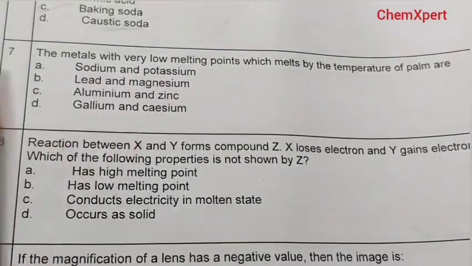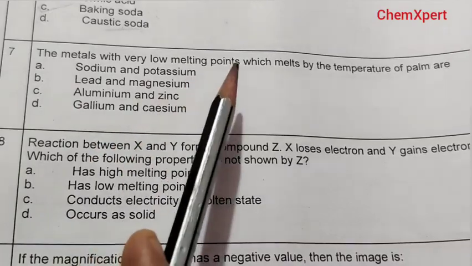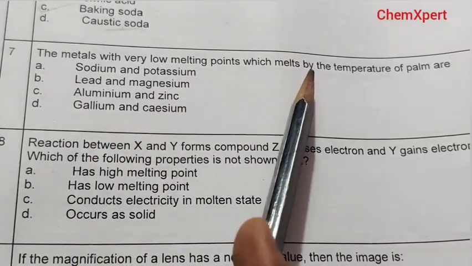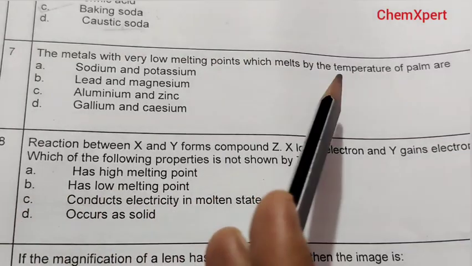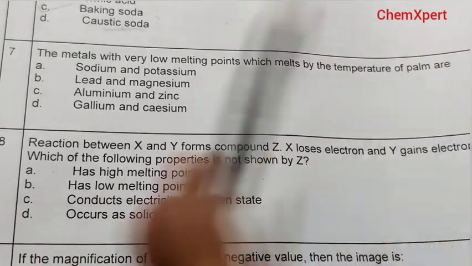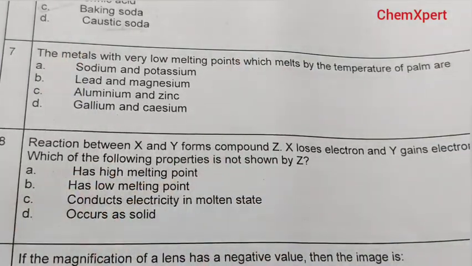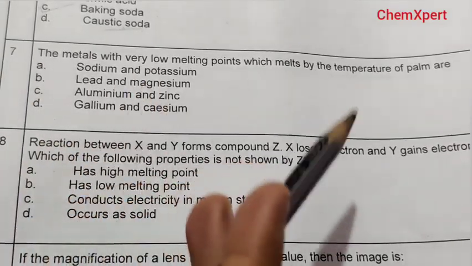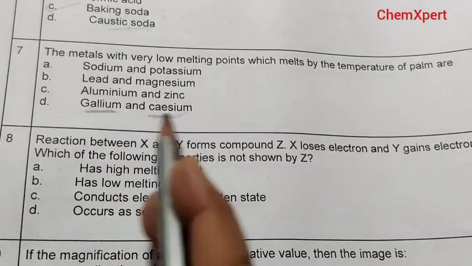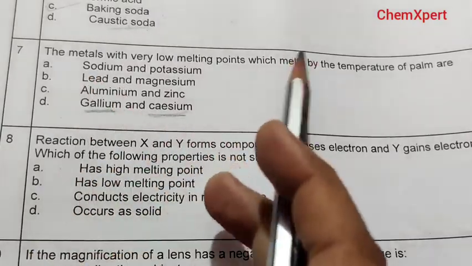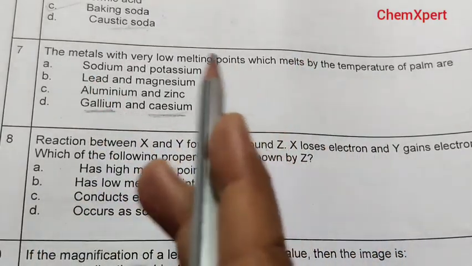Now the next question is, the metals with very low melting point and boiling point, which melt at the temperature of your palm, are. So these are the exceptional cases of metals which are given in your chapter 3, metals and non-metals exceptional cases. So these are gallium and cesium, which when kept over your palm start melting.